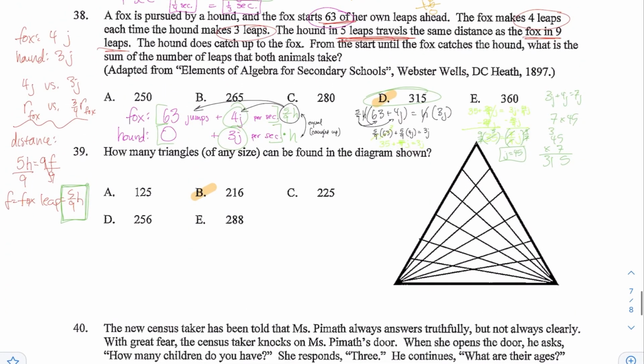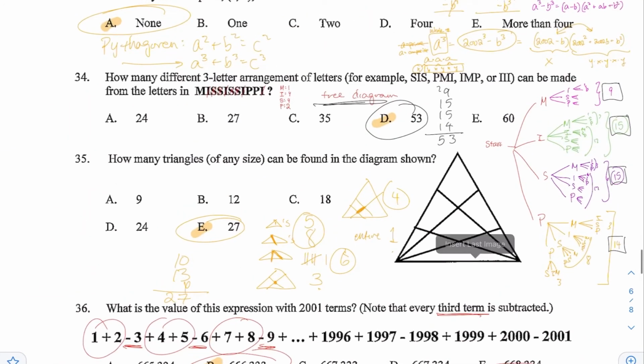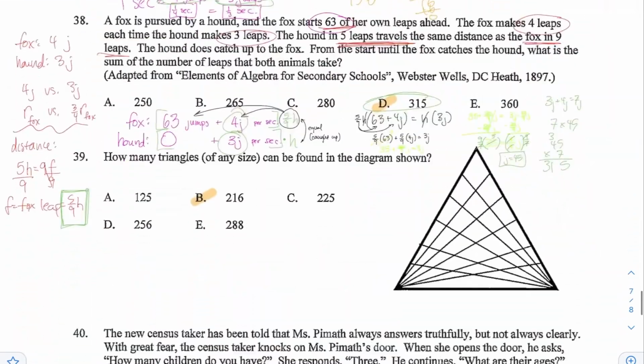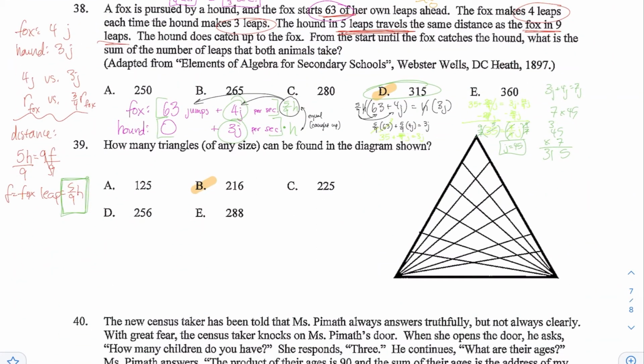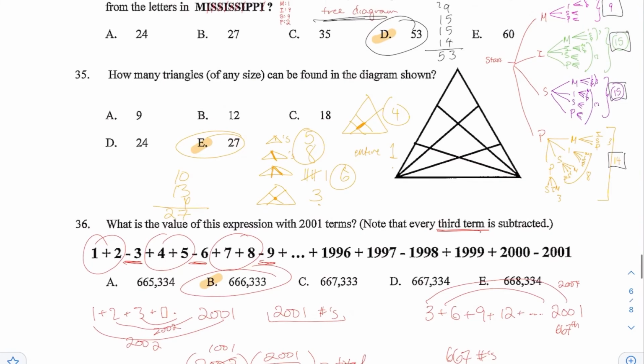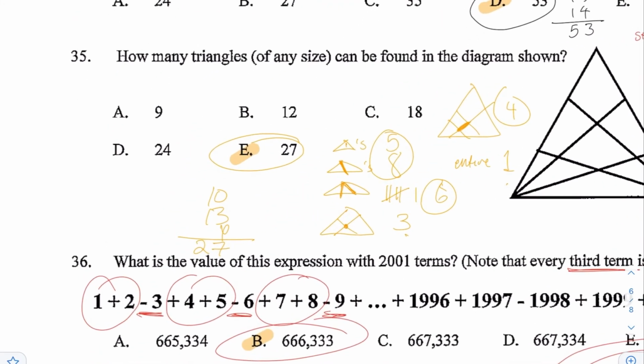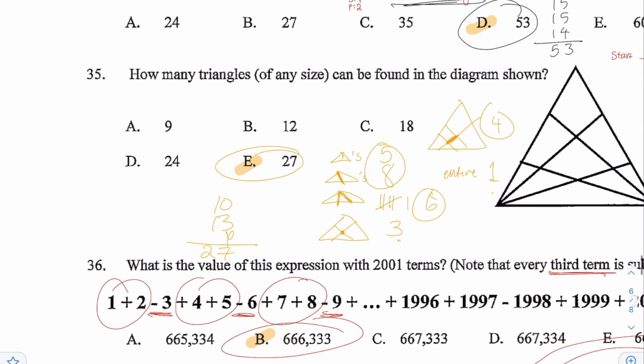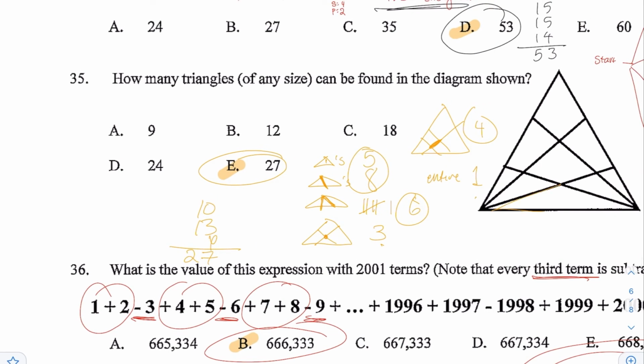Next, for number 39, how many triangles can be found in the diagram below? So this is pretty much a bigger version of number 35. And there is a pattern here, so you can count all of them, but that's way too much work. If you actually start with this triangle here, you can see the pattern. You're just stacking a lot of triangles on top of each other. So you have this triangle here, and then you have 2 stacked, and then here you have 3 stacked. So let's see if there's a pattern.